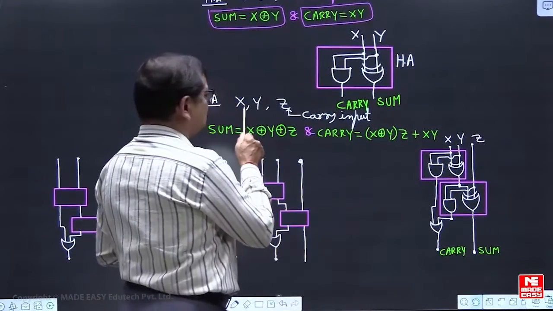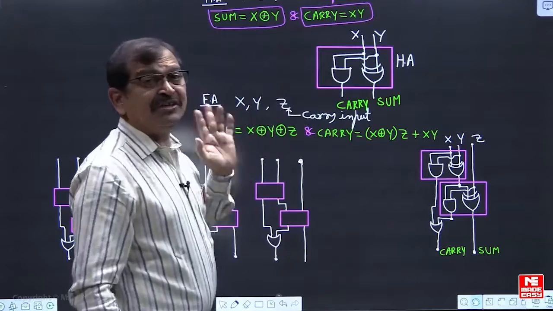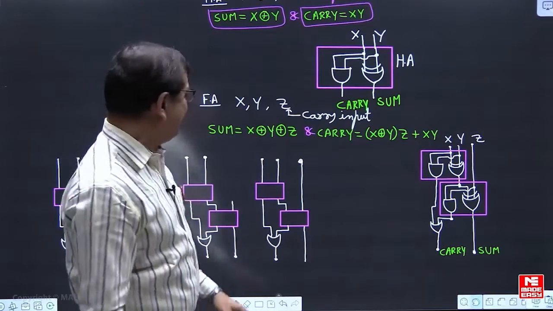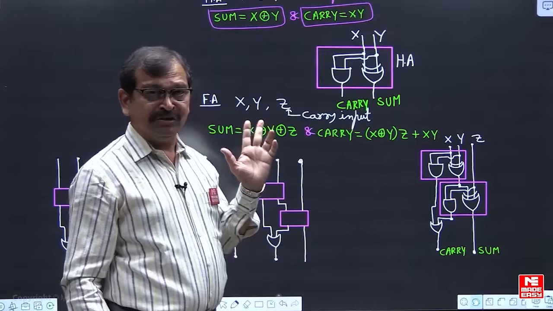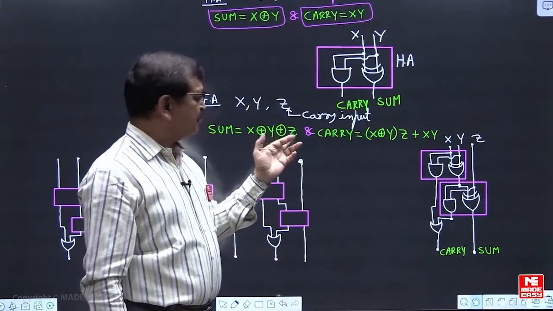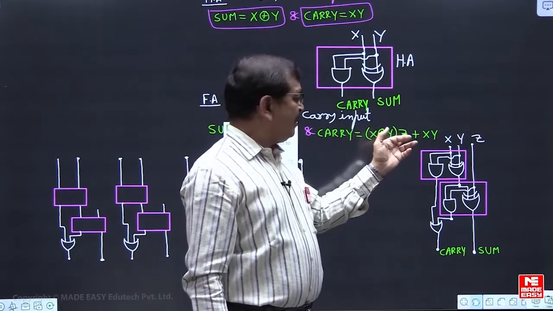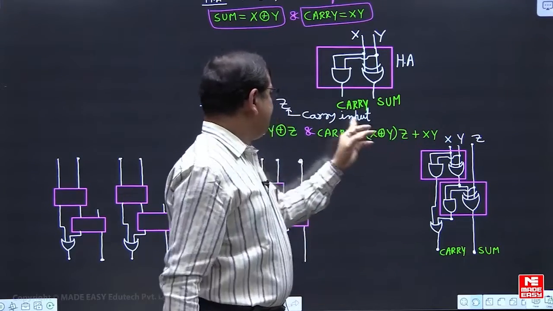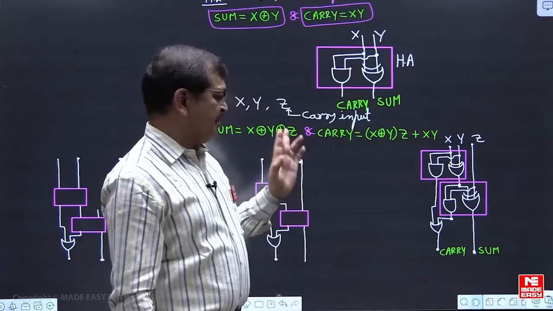For the full adder, you need to know the inputs x, y, and z, where z is the carry input. You should also know the sum equation and the carry equation. The sum is the XOR of x, y, and z. The carry equation is (x XOR y) AND z, OR x AND y.